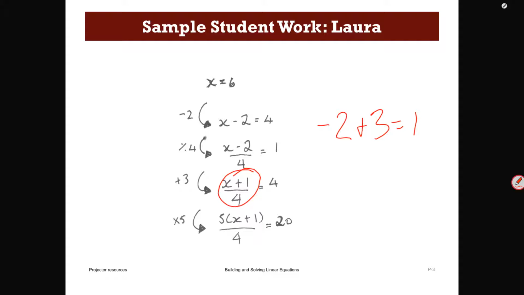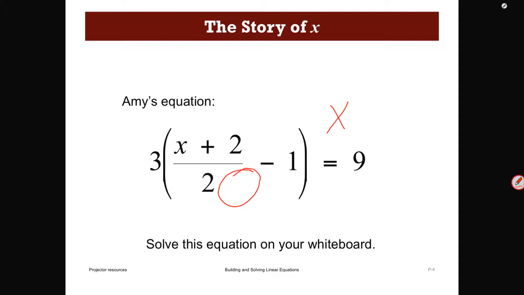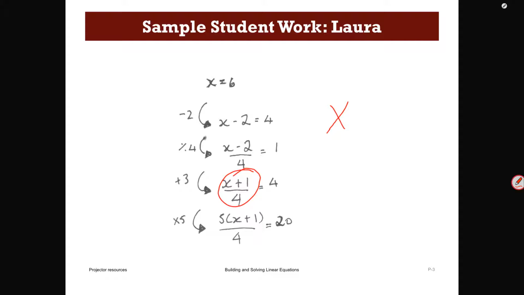Okay? So what would have been correct? So this side of the equation is correct, right? 1 plus 3 is 4. We know that. So this side of the equal sign is right. What would have been correct on this side of the equal sign? Who can explain to us what would have been right? What would have been right if she needed to add 3? X plus 1 over 4 plus 3. The entire thing plus 3.